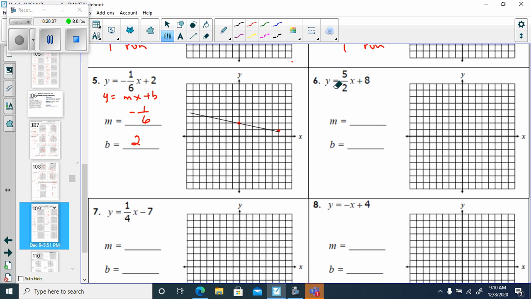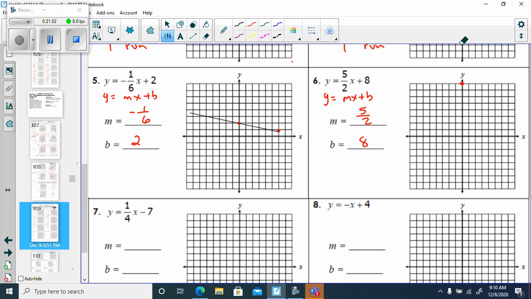Number 6, y is equal to mx plus b. Our m is 5/2. Our b is 8. See, they're in the right spots. Okay. So I start at 8 on the y-axis. 1, 2, 3, 4, 5, 6, 7, 8. I start at 8 on the y-axis. And my slope, my rise over run is 5/2.